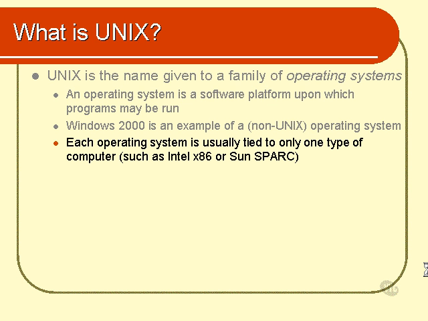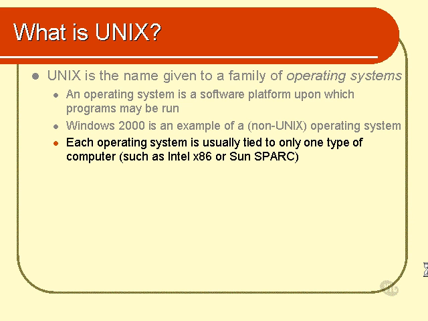Typically, you will find that each operating system is tied to or linked to one type of computer or one type of processor architecture. An example of a type of computer might be a Sun SPARC workstation or an Intel x86 family of processors. Examples of Intel x86 processors include the 386, the 486, the Pentium, Pentium 2, Pentium 3, and so on. So you'll find, at least as far as Unix is concerned, that Linux will only run on Intel x86 processors, while Solaris, which is produced by Sun Microsystems, will only run on Sun workstations.